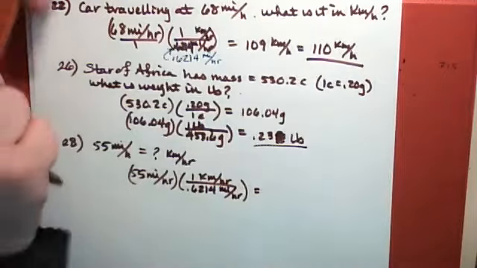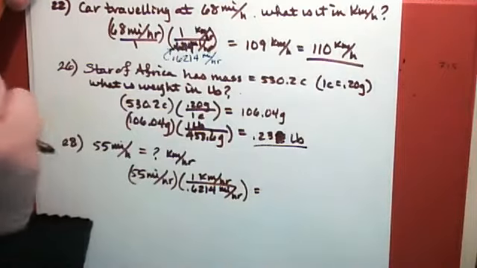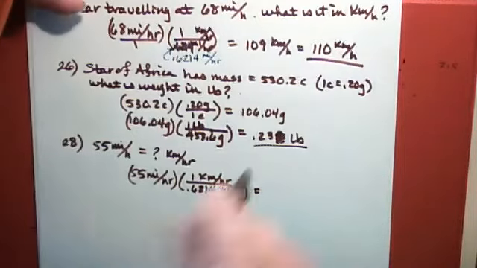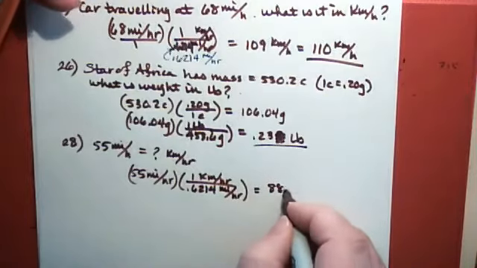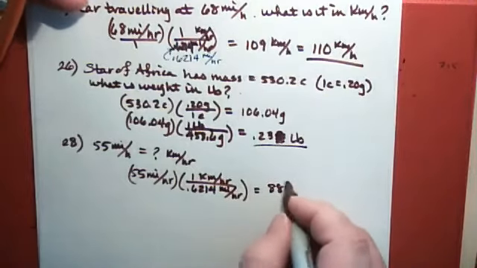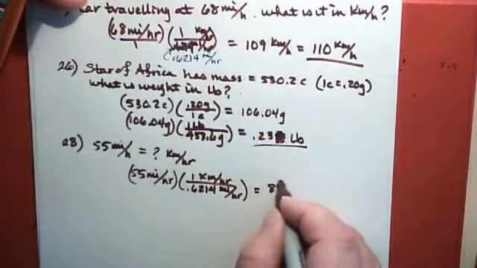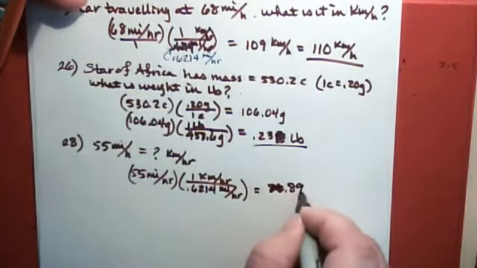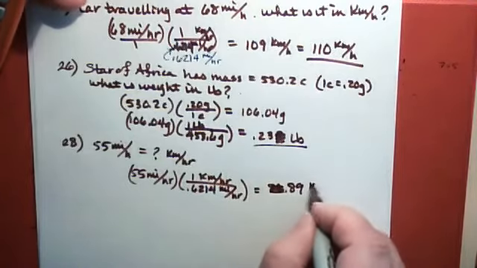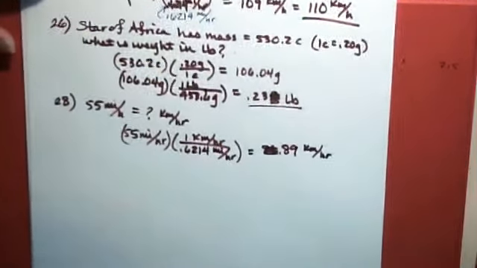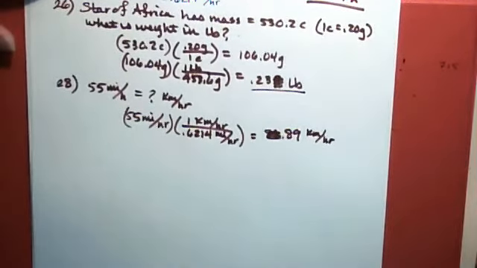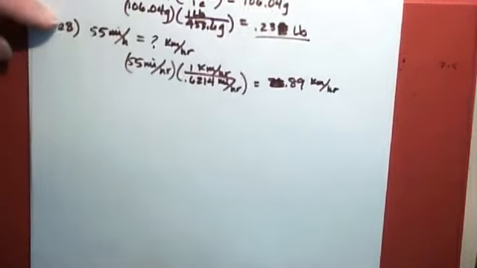And 55 divided by 0.6214 is 88.5. Oh, I guess it should be only two significant figures. So 88.5 would be 89 kilometers per hour. Okay, so not too bad there either.